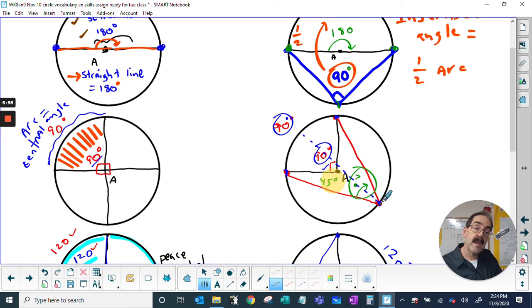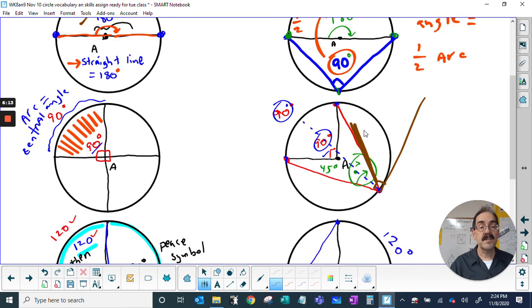Now let's see if I can sketch that in. Imagine if I took the tangent and made it a 90. You see how this is half? Isn't that cool? It actually is half.